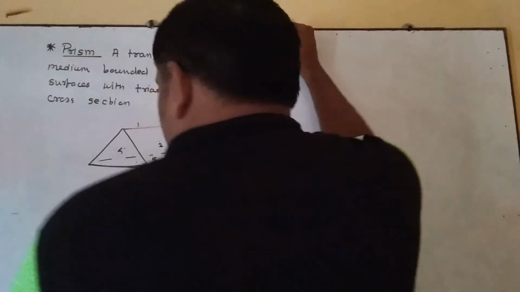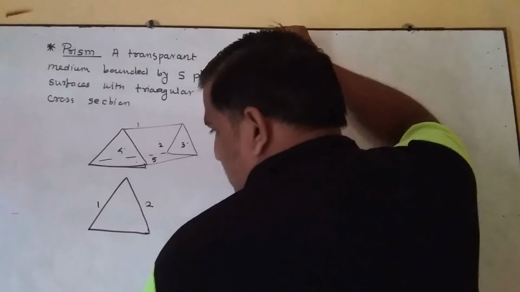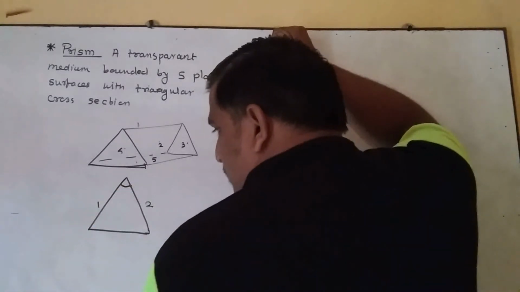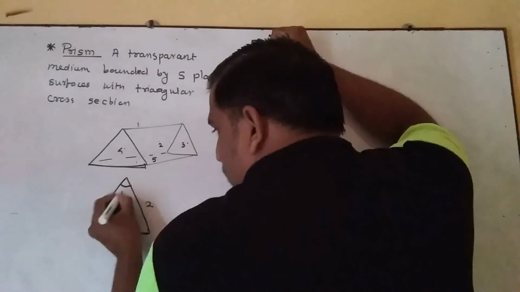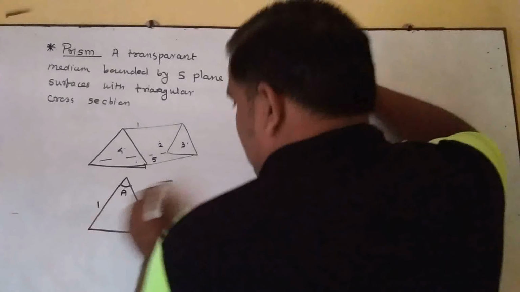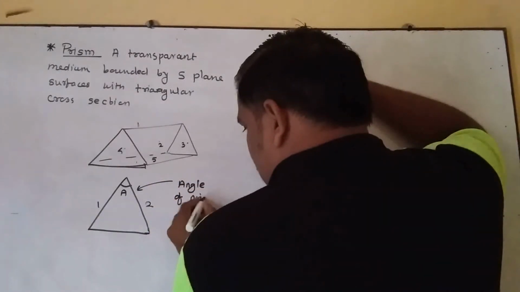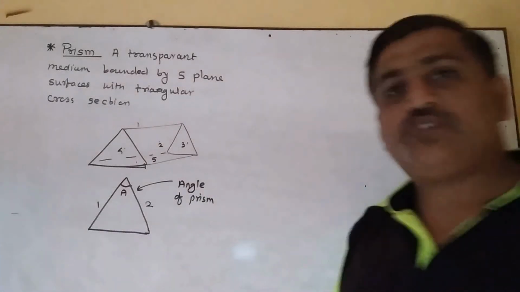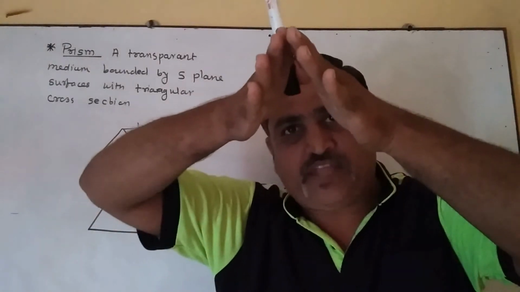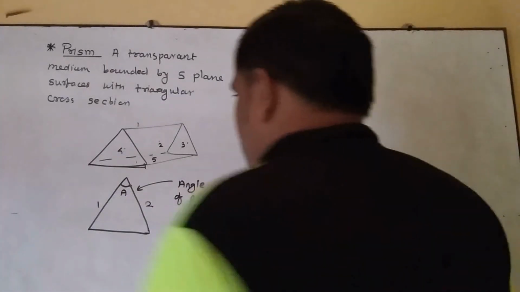Now, the 2 refracting surfaces of the prism make an angle. They are actually inclined to each other. So they make an angle of the prism, which we can say as A. This is known as the angle of prism. The 2 surfaces of the prism are inclined like this, and because of that they make an angle, and this angle is known as the angle of prism.